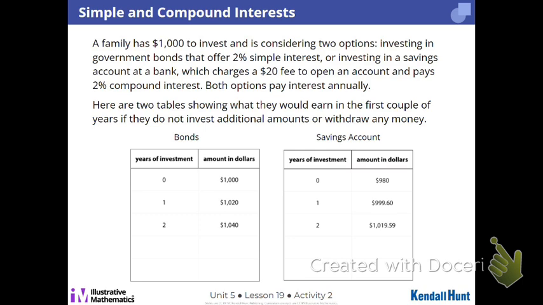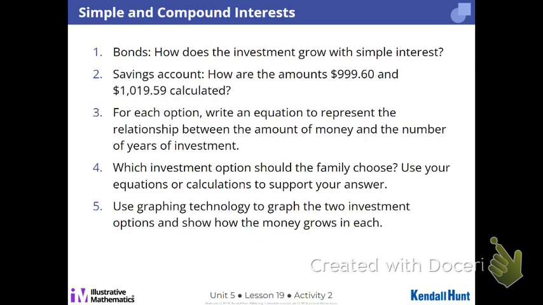Both options pay out annually, so that's important. You're not splitting that 2% up into quarters or months, all right? And you can see a progression from your table. I'm going to come back to this slide, but it's your job to answer 1 through 4 here. We'll look at 5 together with your partner.